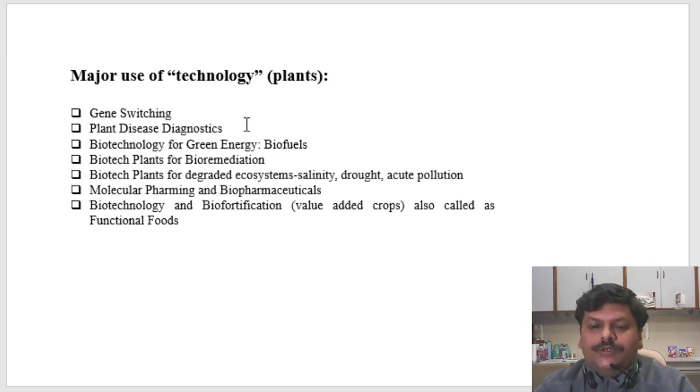Genetic engineering methods are also being used for other things such as plant disease diagnostics, and making crops which are good for biofuels, making plant and tree species which are more tolerant for degraded ecosystems so that they can be used for bioremediation. Plants are also being tested, and the technology is being developed, so that they can be used for molecular farming and production of biopharmaceuticals and nutraceuticals.